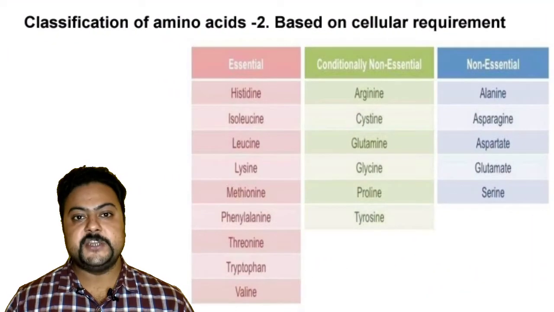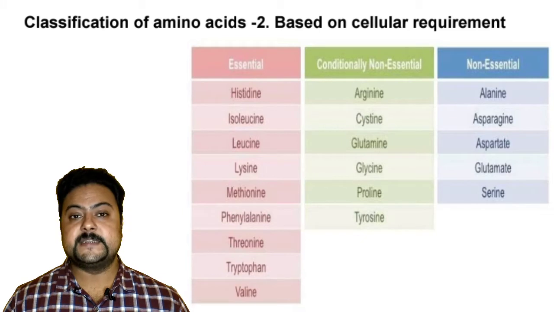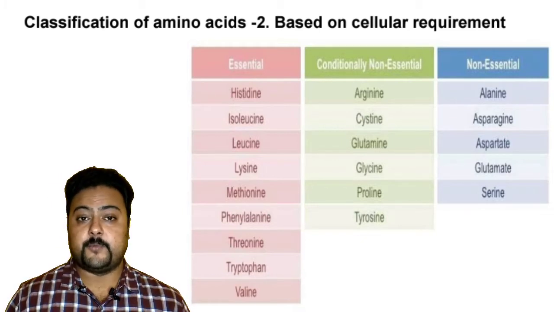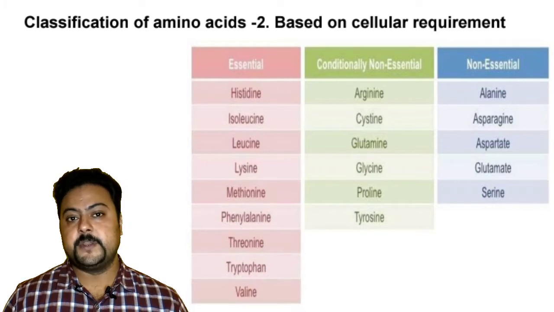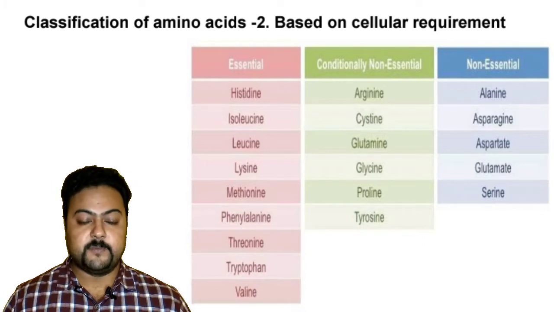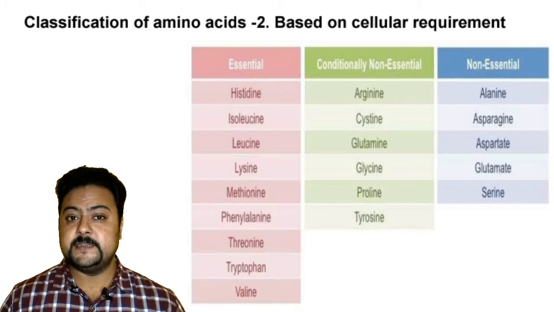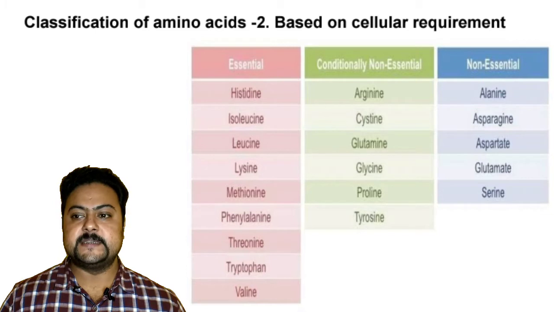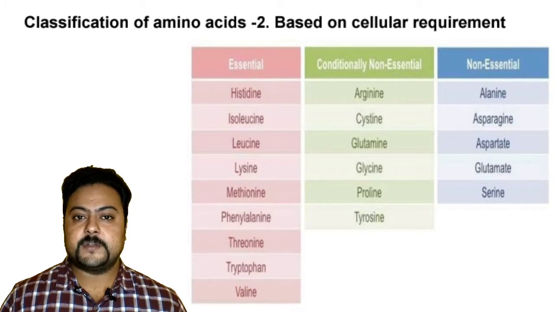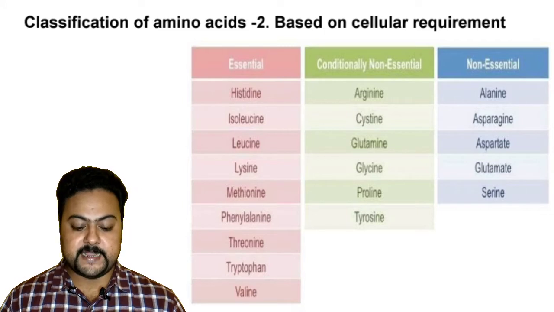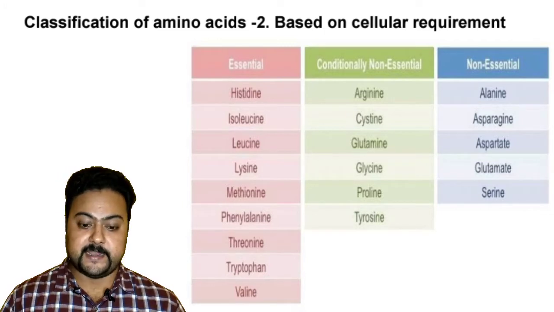There is also another classification of amino acids, and this one is based on whether the amino acids are required by the body and the body can produce them, or the body cannot produce them and they have to be taken through diet. Based on this concept, amino acids are classified as essential. So what are essential amino acids? Essential amino acids are those which are not synthesized by the body and have to be taken through diet. These include histidine, isoleucine, leucine, lysine, methionine, phenylalanine, threonine, tryptophan, and valine.